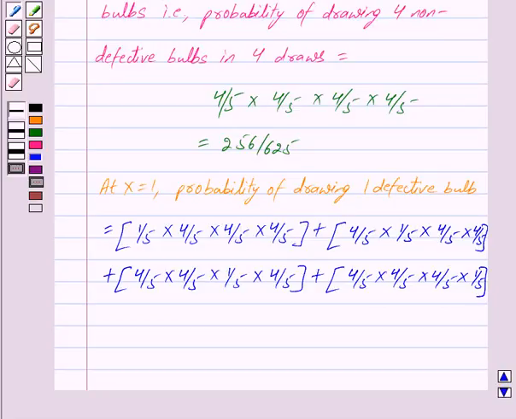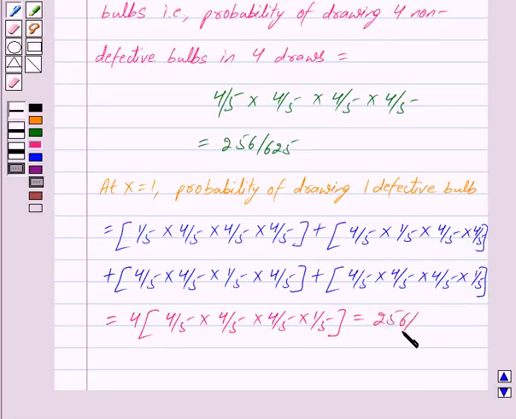So the probability of drawing one defective bulb has four arrangements. That is, the first bulb is defective and the others are non-defective, or the second bulb is defective whereas the others are non-defective, or the third bulb is defective, or the fourth bulb is defective whereas the other three are non-defective. So we can write this as 4 into 4/5 into 4/5 into 4/5 into 1/5, and we get this is equal to 256/625.